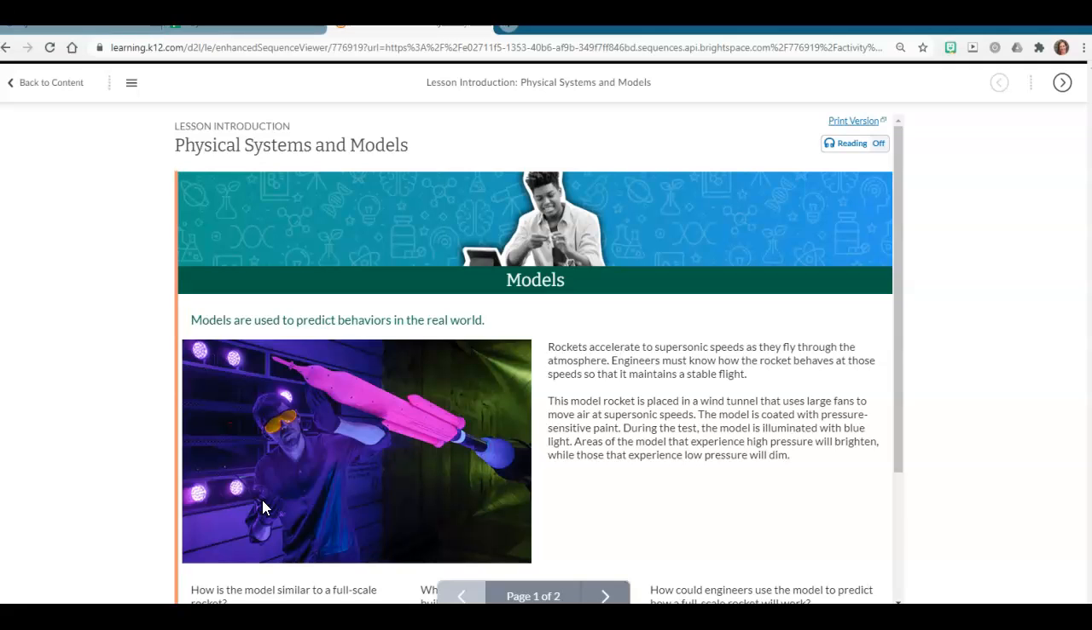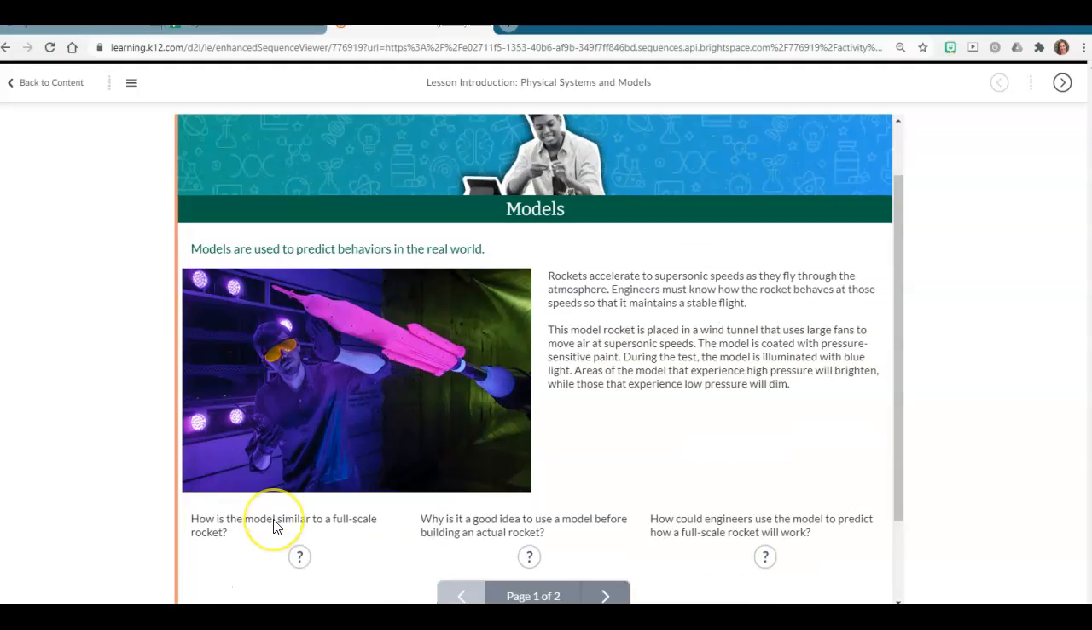The model is coated with pressure-sensitive paint. During the test, the model is illuminated with blue light. Areas of the model that experience high pressure will brighten, while those that experience low pressure will dim.